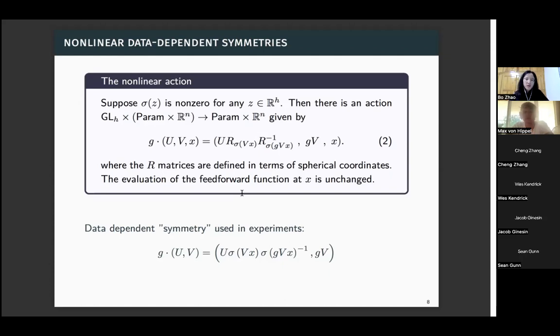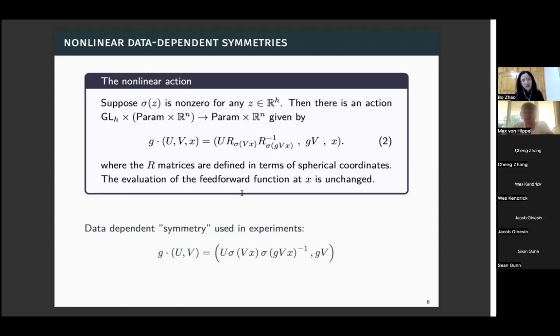There are some pitfalls of these actions, in that this only holds if X is a single vector. In other words, this transformation only leaves the loss invariant on one single data point. This is apparently not very useful. So in our experiments, we use a different set of transformations.